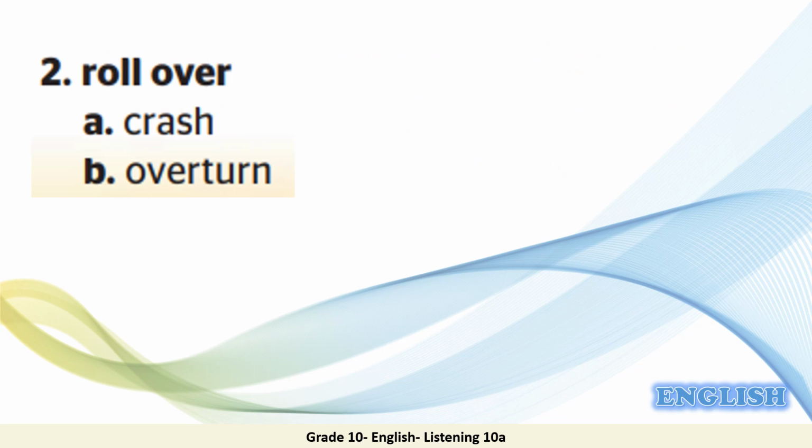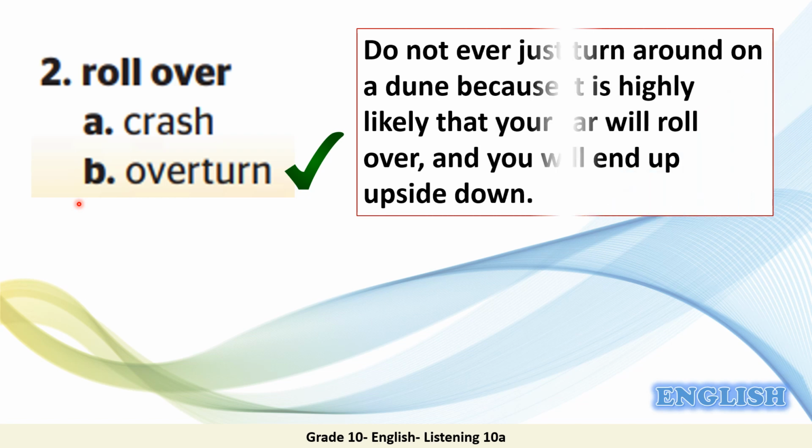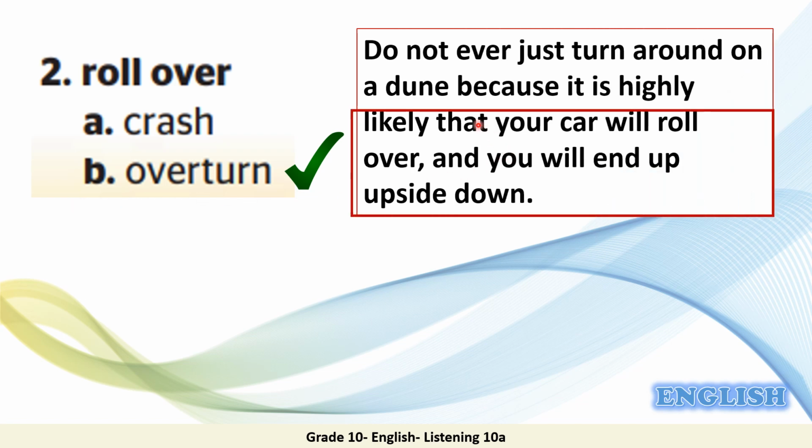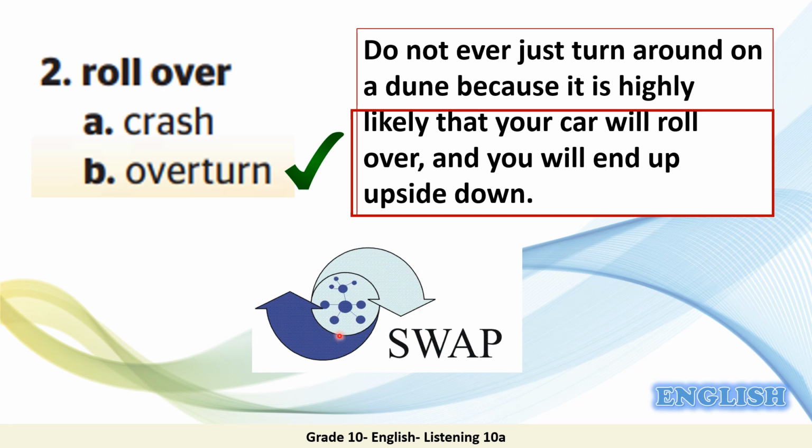Let's look at the second term we have. Roll over. Does it mean to crash or to overturn? Pause the video and make a choice. And the answer is overturn. Well done, everyone. Now let's look at the extract where we were able to understand the meaning of the word. As you can see here, when they say your car will roll over and you will end up upside down. Your car will roll over, so it will overturn.